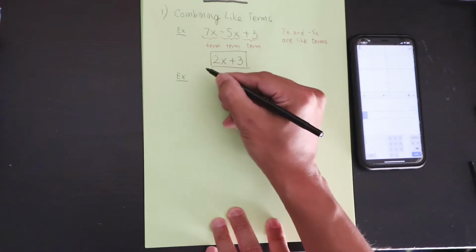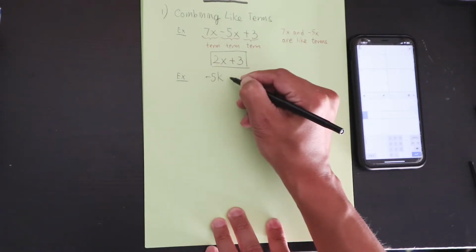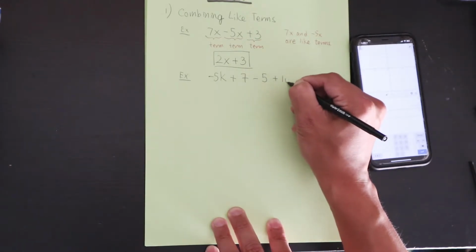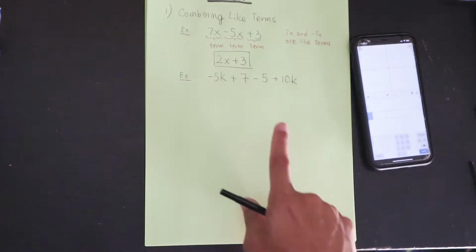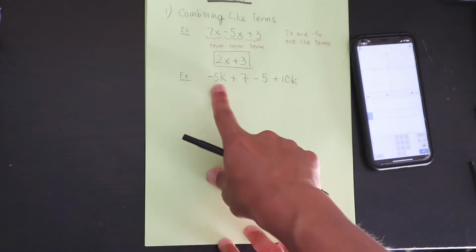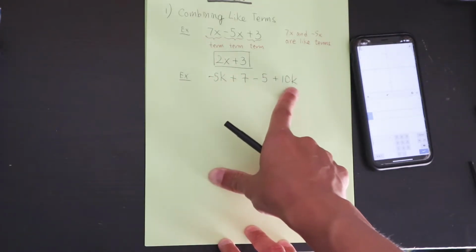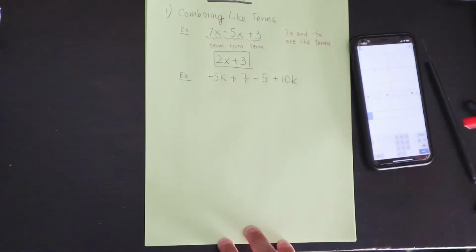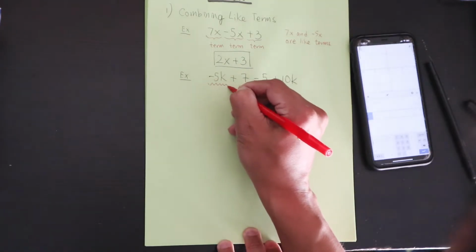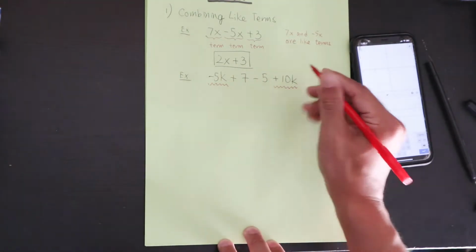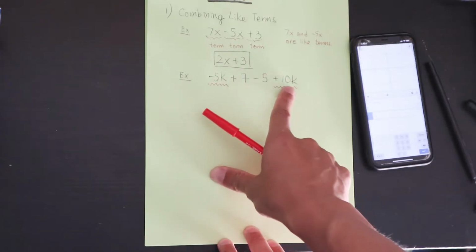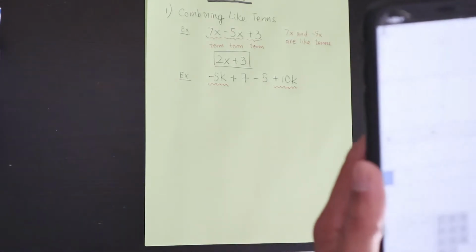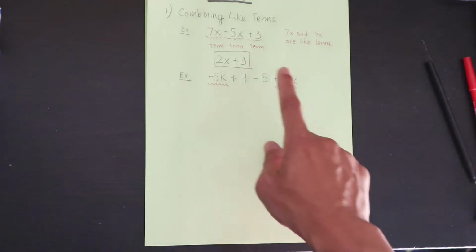Let's do another example very quickly. Let's say you have negative 5k plus 7 minus 5 plus 10k, like this, okay? Out of the 4 terms, there's 1, 2, 3, and 4 terms. Out of the 4 terms, these two are like terms. So we're going to underline them, or maybe squiggly underline them, so that I can identify which ones are like terms. So negative 5 plus 10: you could do it mentally, but I prefer you use a calculator to find out what it is.